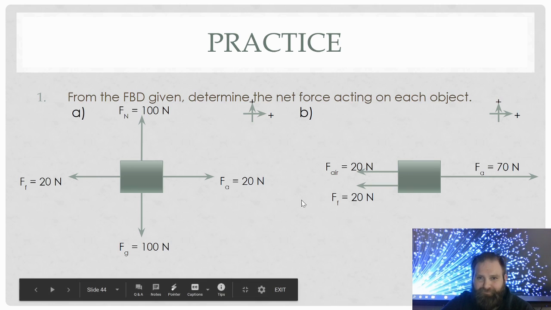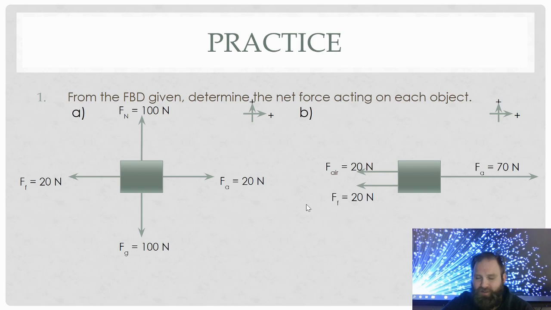For B, we have an applied force of 70 newtons. We have a frictional force resisting the 70 newtons of 20 newtons. We also have air resistance, which is resisting the motion, of 20 newtons. So our total resisting force, or our force to the left, is 40 newtons. So 70 minus 40 is 30 newtons. Both of those, I think, are pretty straightforward.